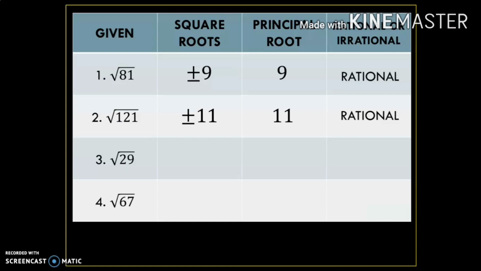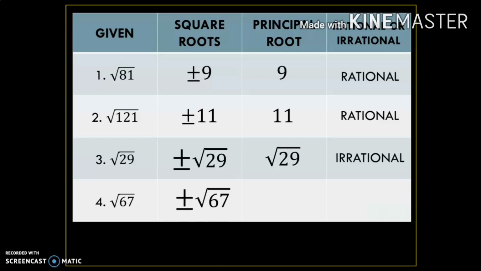Then, number 3, square root of 29. So, we do not have exact square root for positive 29. Therefore, the square root is positive, negative, square root of 29. Then, the principal root, positive, square root of 29. Then, since this is not a perfect square, irrational.